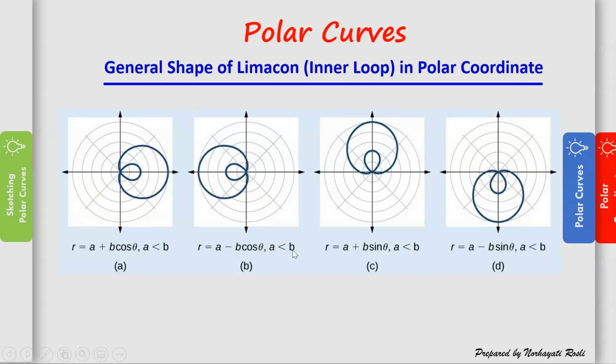And then if we have positive sin theta, we will have a shape which is on the positive y-axis, and also inside this we will have an inner loop because a is less than b. And the last shape is given by the function of negative sin theta. So here our shape will be located on the negative y-axis, and because a is less than b, there is an inner loop inside this shape.